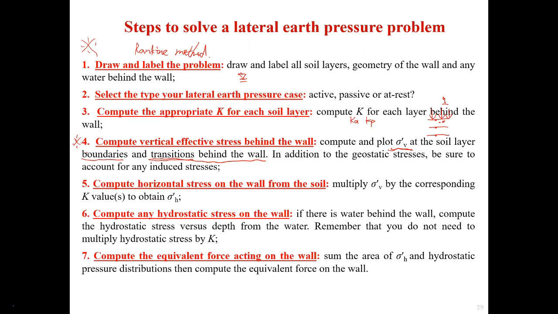Now we go to step five, compute the horizontal stress on the wall from the soil. This is quite simple. We just multiply the σ'v computed in the last step by the corresponding K computed in step three. So it's either Ka or Kp, and then you get the corresponding Pa or Pp, the horizontal stress or the lateral earth pressure. So that's step five.